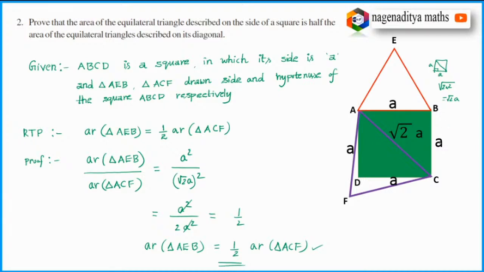Okay, whether it is B or C, whatever letter it may be, you have to remember only one thing, that the diagonal is root 2 times the side. You have to remember that. Okay.